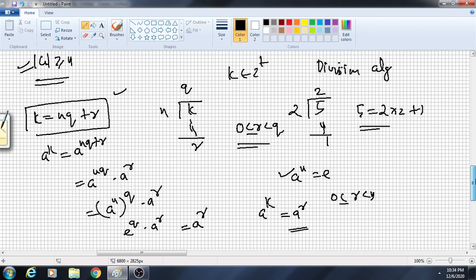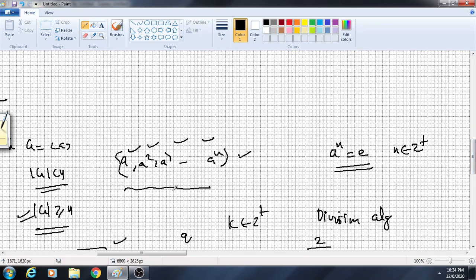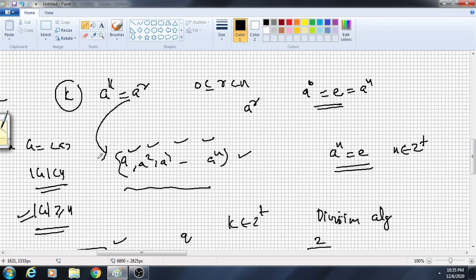So what have you got now? That means a raised to r is lying somewhere here. It is already in this set, because it is lying between 0 and n. What do you mean by a raised to 0? A raised to 0 is the identity, and that is the same as a raised to n. So a raised to r will be in this set: if r is equal to 1, it will be a; if r is 2, a squared. If I take any positive integer k, I get that a raised to k, which equals a raised to r, is already written in this list.